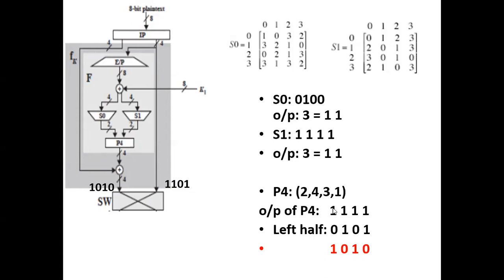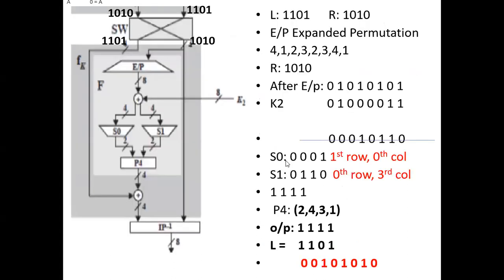The output you will get is, see here, which is mentioned in red color: 1, 0, 1, 0. Okay. So now up to here we reached. In the diagram, you can observe that SW, we are going to perform the switch, which means this left part is given to the right side and the right side part is given to the left side. Okay. Let us see what will happen.